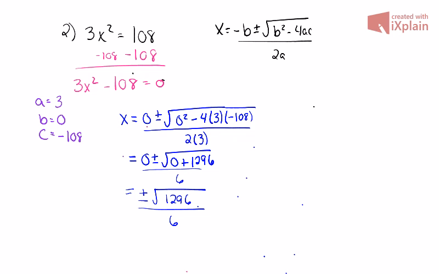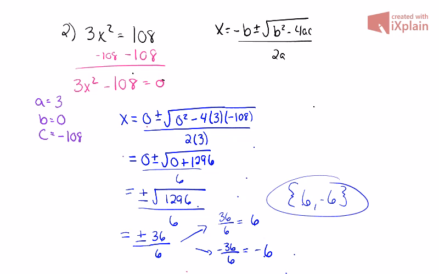So let's see if 1296 has a perfect root, and it does. It's 36. So this is equal to positive or negative 36 divided by 6. And when I split that up, I would get positive 36 over 6, which will give me positive 6. And I would have negative 36 over 6, which would give me negative 6. So my two solutions here are 6 and negative 6.